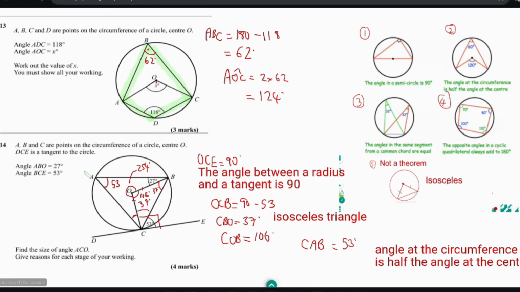I feel like there's probably a different way you might have done this one. And then we've got angles in a quad add to 360. So ACO is 360 minus 254 minus 53 minus 27, which is 26.